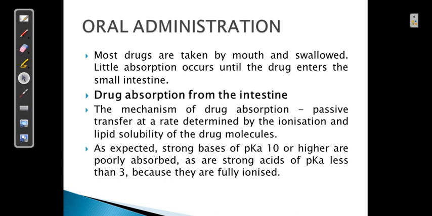As expected, strong bases of pKa 10 or higher are poorly absorbed because of the degree of ionization, and strong acids of pKa less than 3 are also poorly absorbed because they are fully ionized. In both the cases, degree of ionization is very high, so they are fully ionized, and we know that ionized species are impermeable, or they are not able to cross the cell membrane.